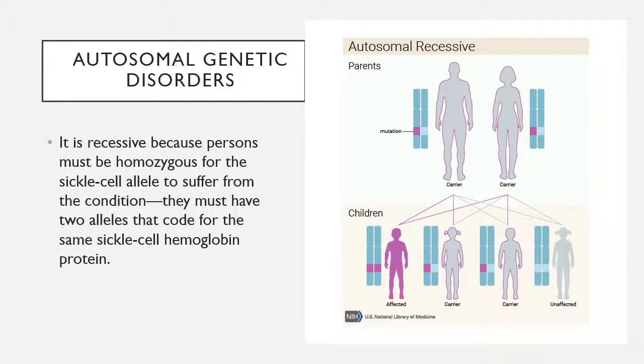It's recessive because the person must be homozygous for the sickle cell allele to suffer from it. So you need to have two copies. Homozygous means two of the same copy, and you need two copies of that sickle cell allele in order to come out with sickle cell anemia. So you can be a carrier. Mom and dad can both have normal blood, but can be carriers for sickle cell anemia. So if dad is a carrier and mom is a carrier, then one of your children will end up with sickle cell anemia. Two of the children, 2 out of every 4, would be carriers for it, and 1 would be completely normal.